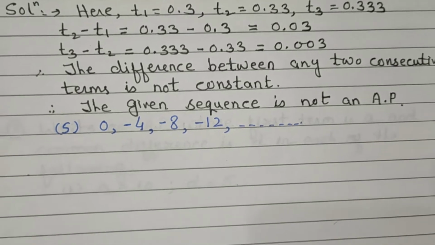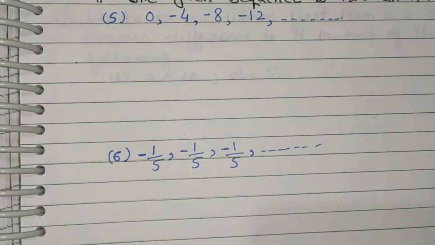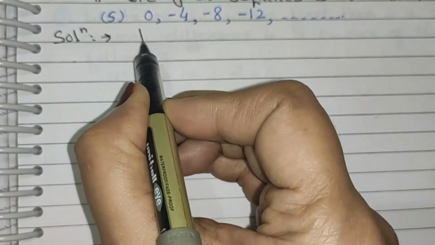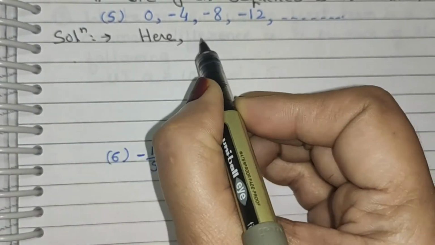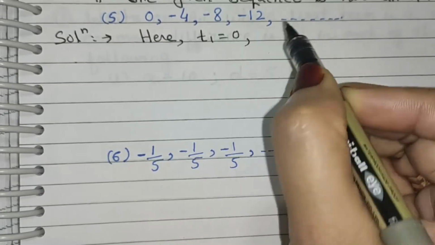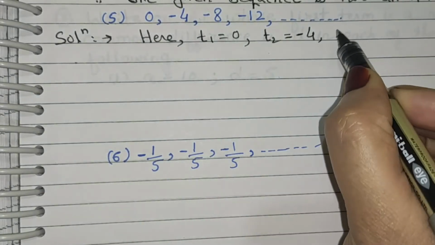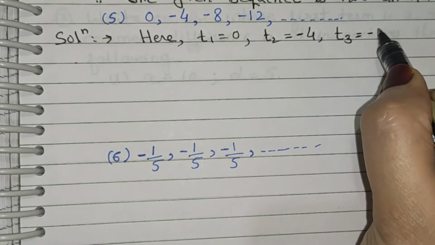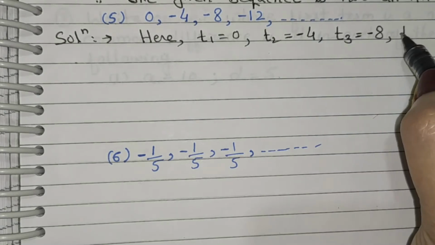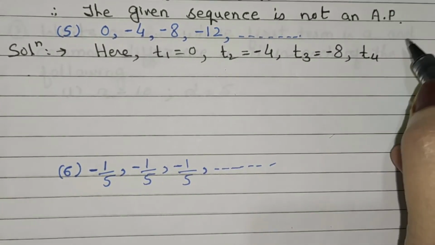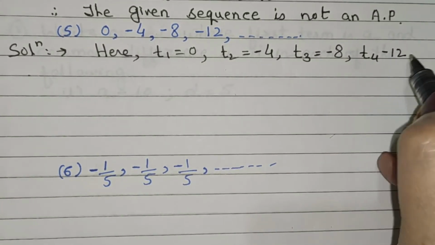Now, look at the next one. Solution. First term T1 is equal to 0. Second term T2 is equal to -4. T3 is equal to -8. And T4 is equal to -12.